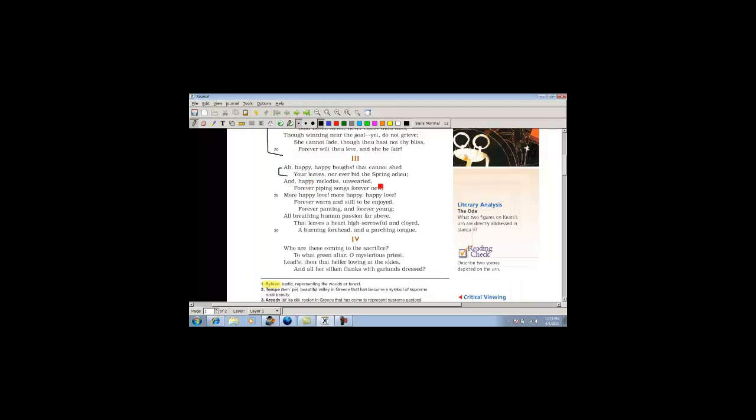"Happy melodist, unwearied, forever piping songs forever new." The person playing the melodies, the pipes, the tambourines, they're never going to experience a burnout. They're never going to experience a time where their songs aren't new to them because they're frozen in that moment.